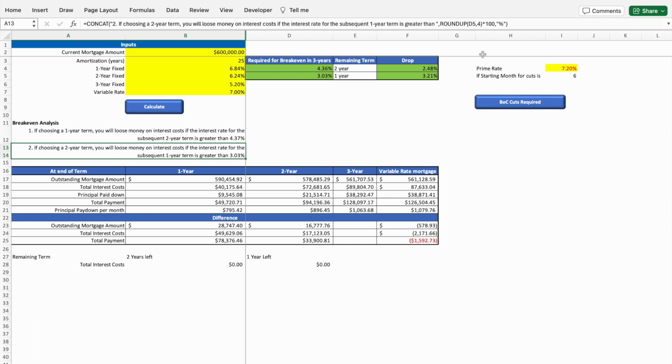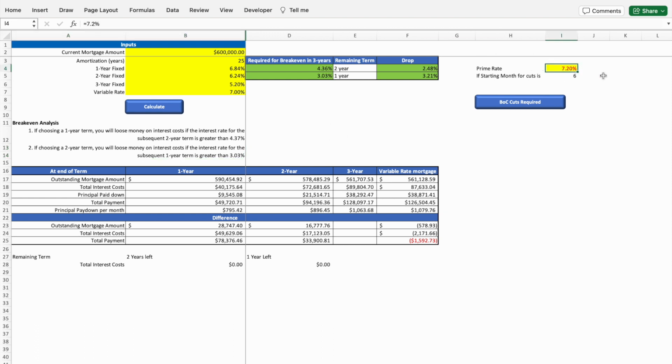Okay. Looking at the variable interest rate option, we know that the prime rate today is 7.20 percent. And I don't know about your outlook, but I am expecting that you could probably see interest rates come down starting in the 6th month from today. But essentially what this sheet is going to tell you is how many cuts you would need to have in order for that choice to make sense. And it looks at 3 possible scenarios. You could have more scenarios, but the worksheet looks at 3.